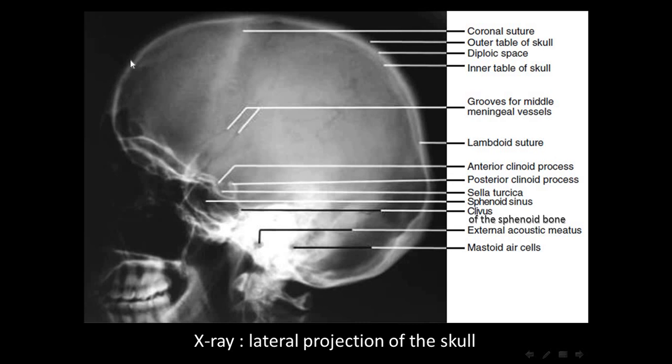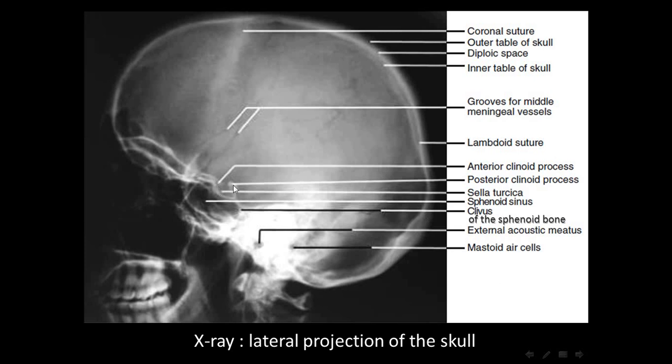We can see the most anterior portion of the skull, which is the frontal bone. This is the location of the coronal suture, which connects the frontal bone with the posteriorly located parietal bones. This is the outer table of the skull, the diploic space, and the inner table. These hypodense lines are grooves within the inner surface of the skull. These are the grooves of the meningeal vessels. This is the location of the lambdoid suture, which connects the parietal bone with the occipital bone.